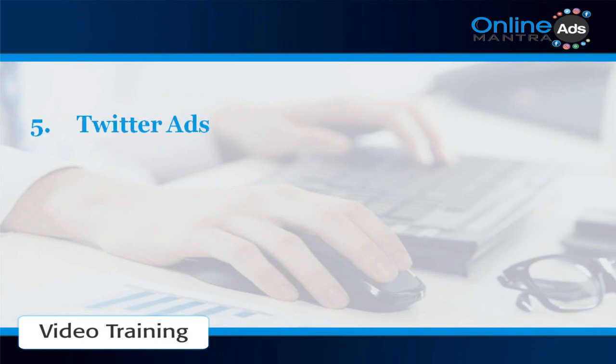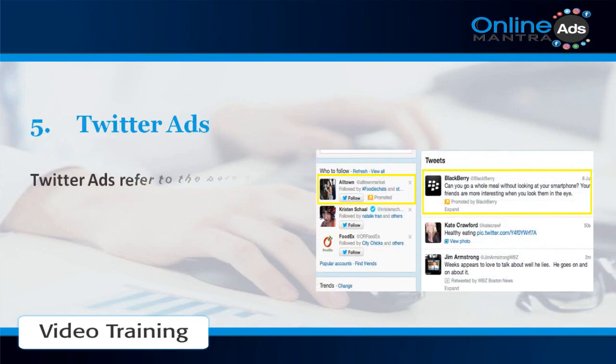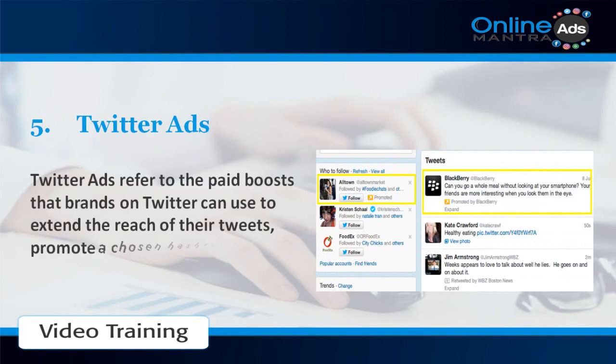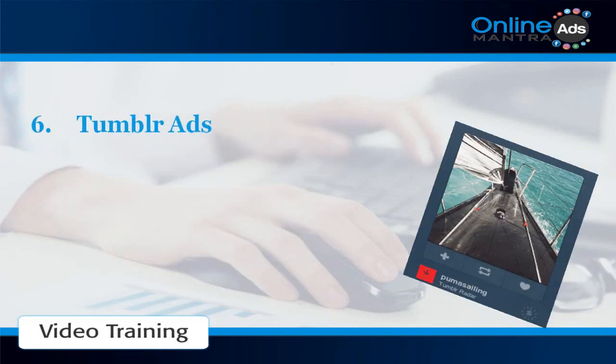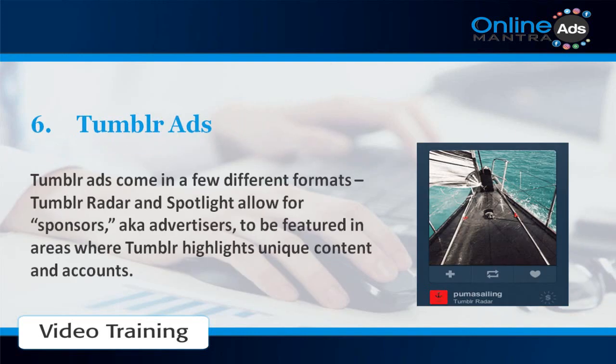Number 5, Twitter ads. Twitter ads refer to the paid boosts that brands on Twitter can use to extend the reach of their tweets, promote a chosen hashtag, or gain more followers. Number 6, Tumblr ads. Tumblr ads come in a few different formats. Tumblr Radar and Spotlight allow for sponsors, aka advertisers, to be featured in areas where Tumblr highlights unique content and accounts.